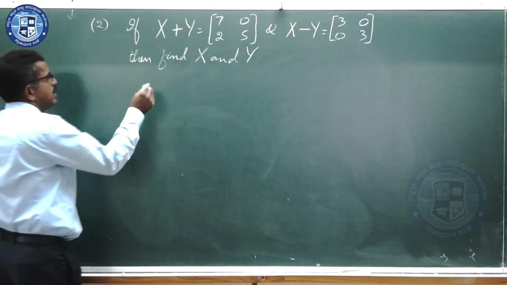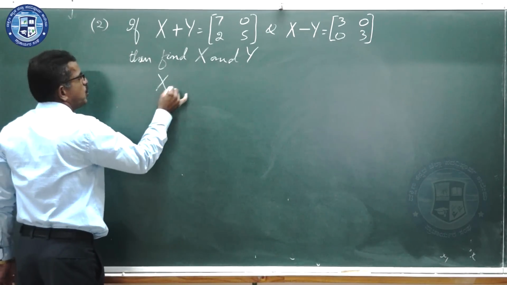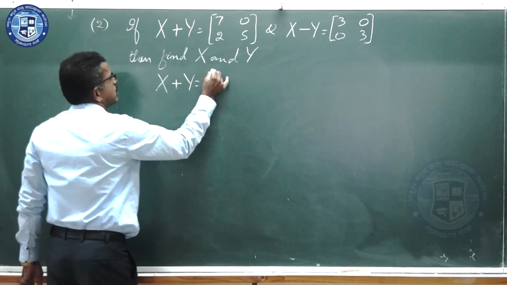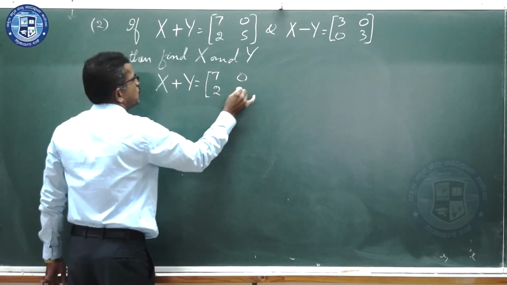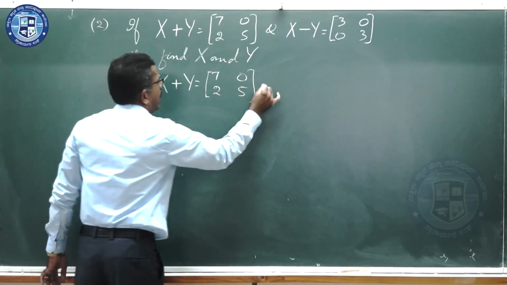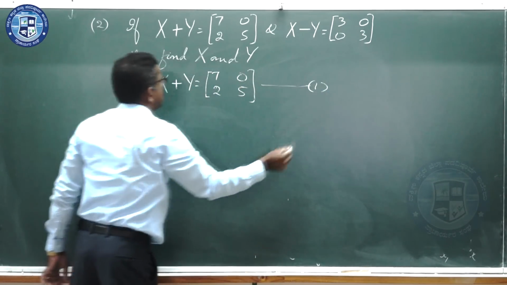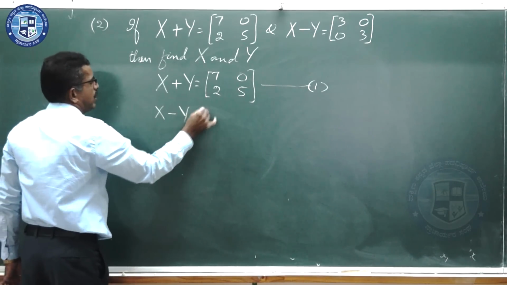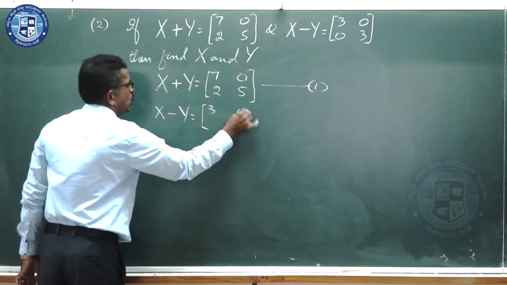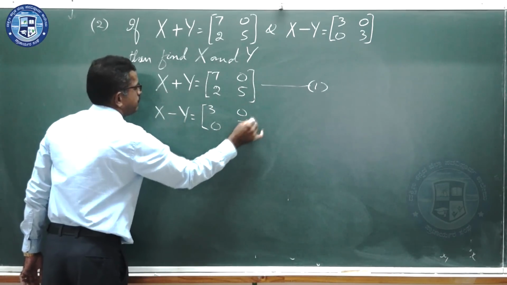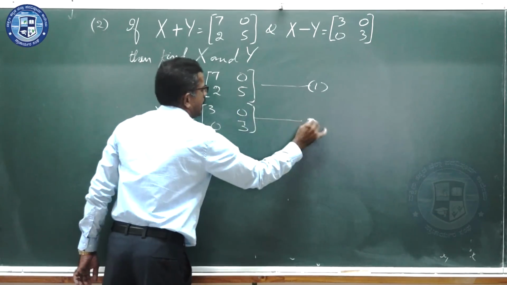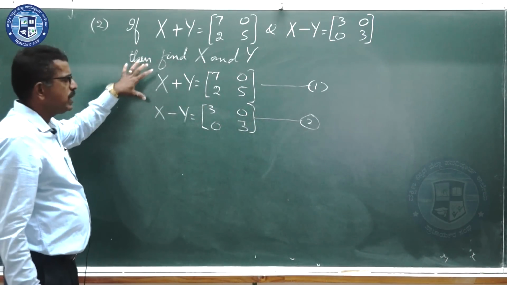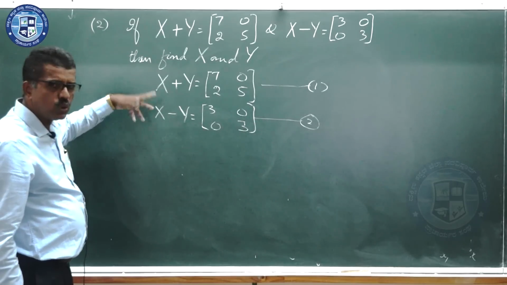Let me write once again. You are given two matrix equations. One is x plus y is equal to 7, 0, 2, 5. I call this equation 1. The second equation is x minus y equal to 3, 0, 0, 3. I call this equation 2. You can think of solving these two equations with the usual notations.